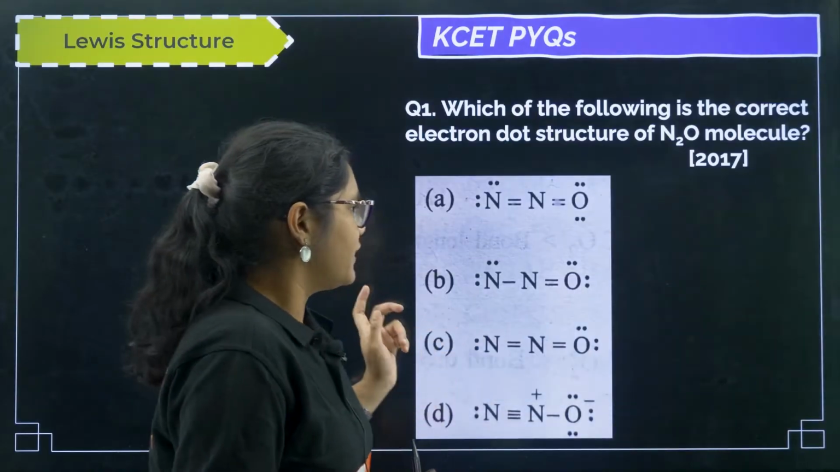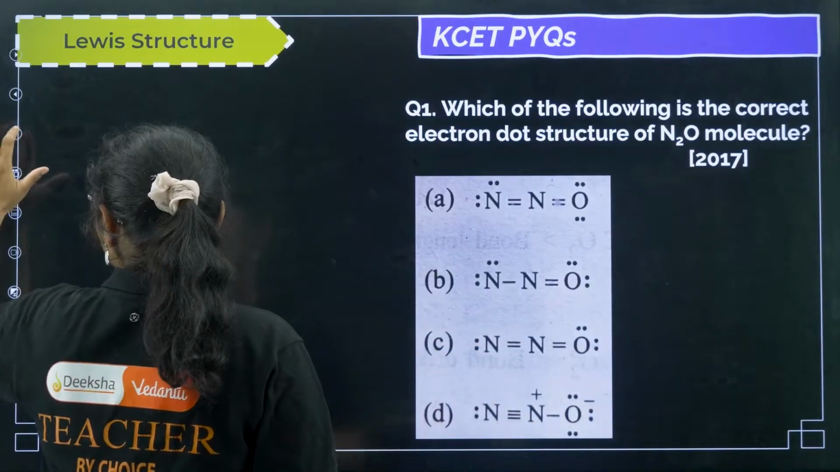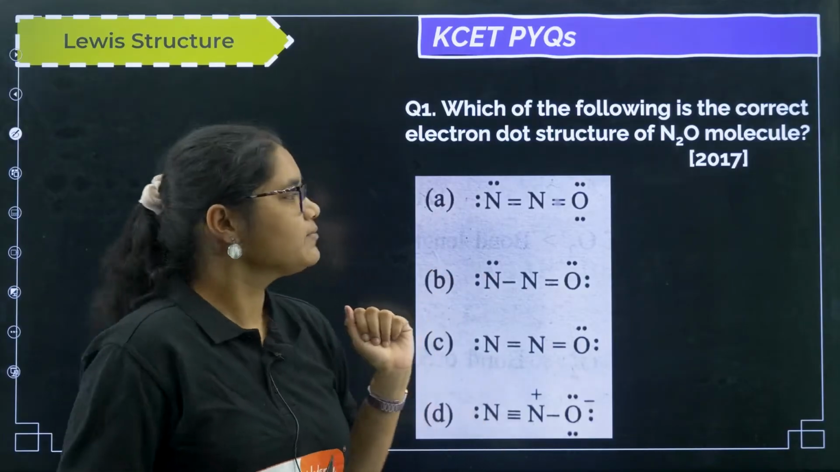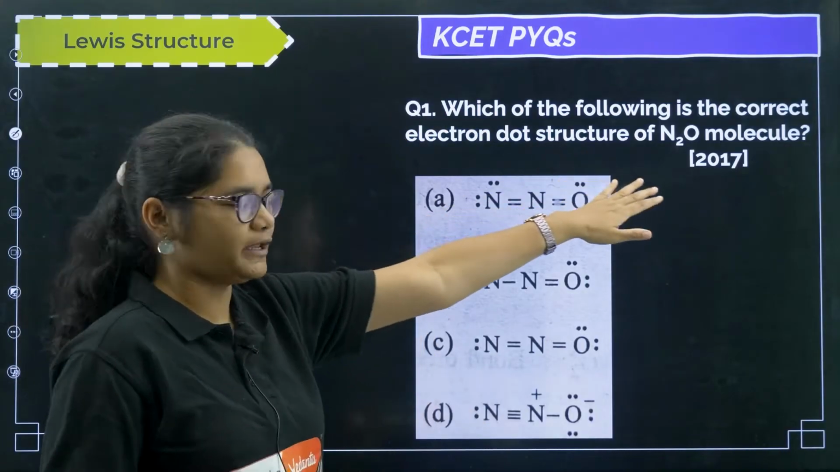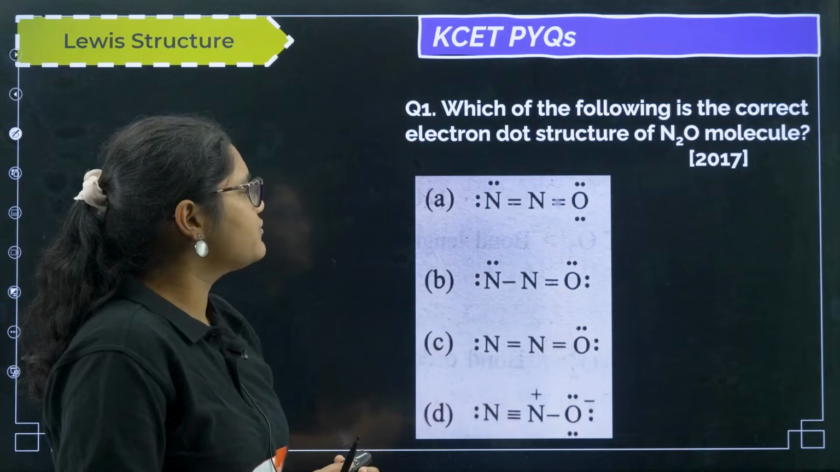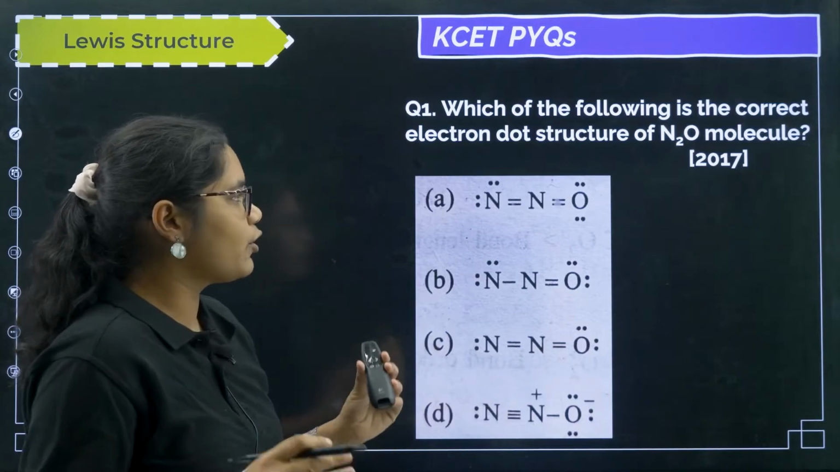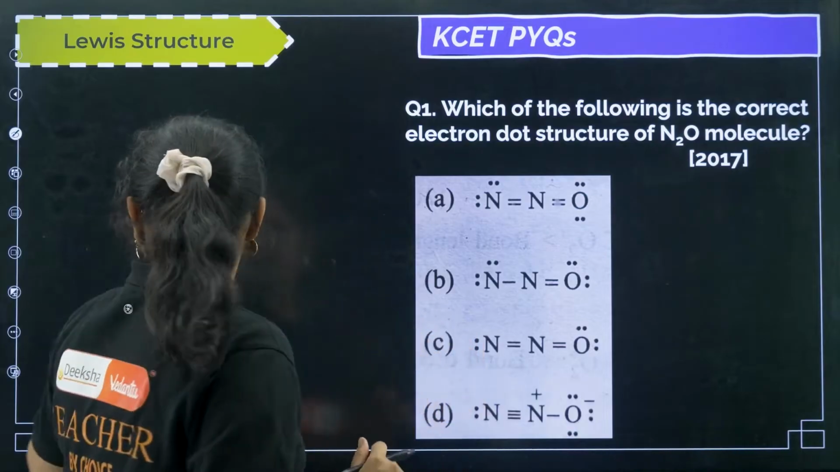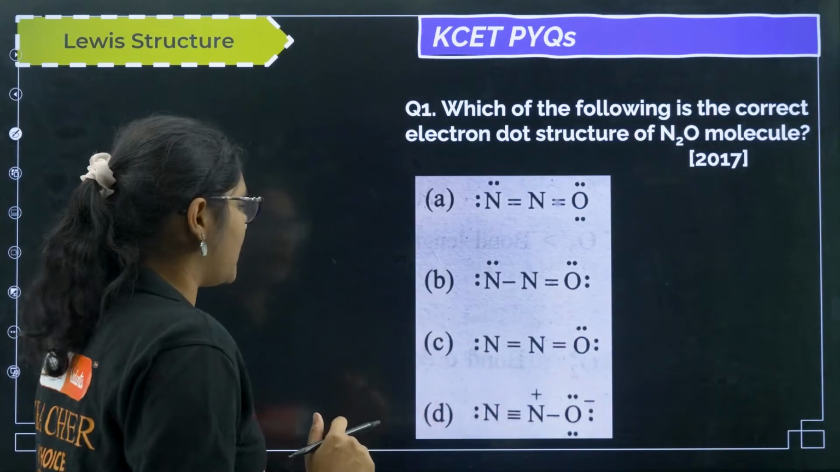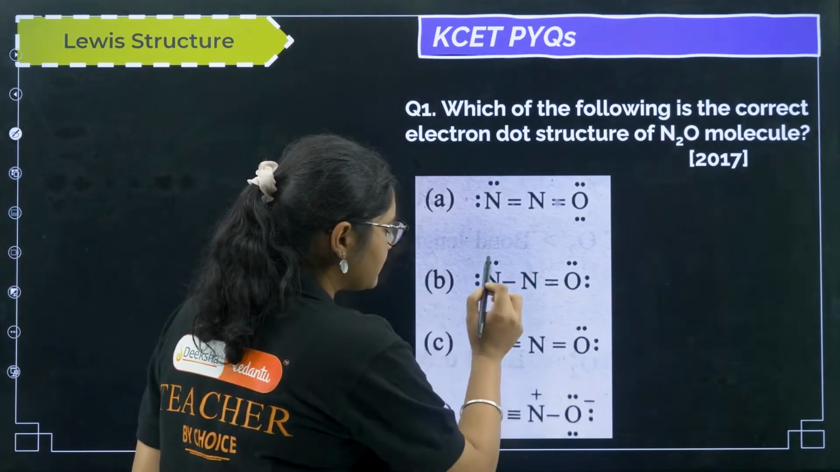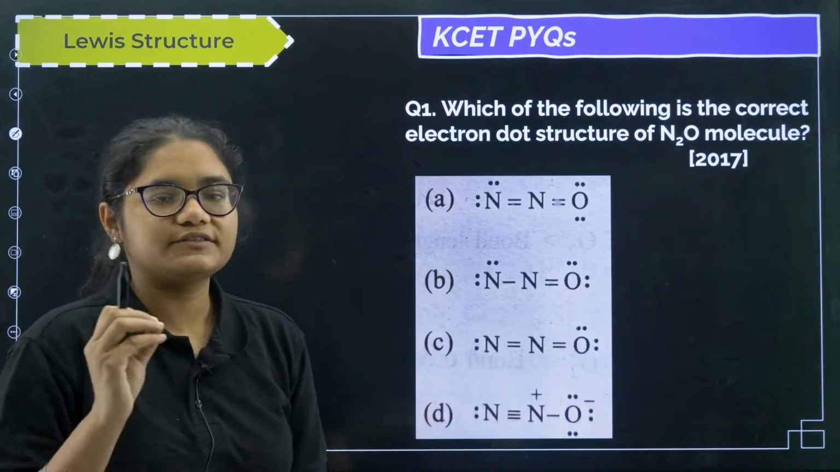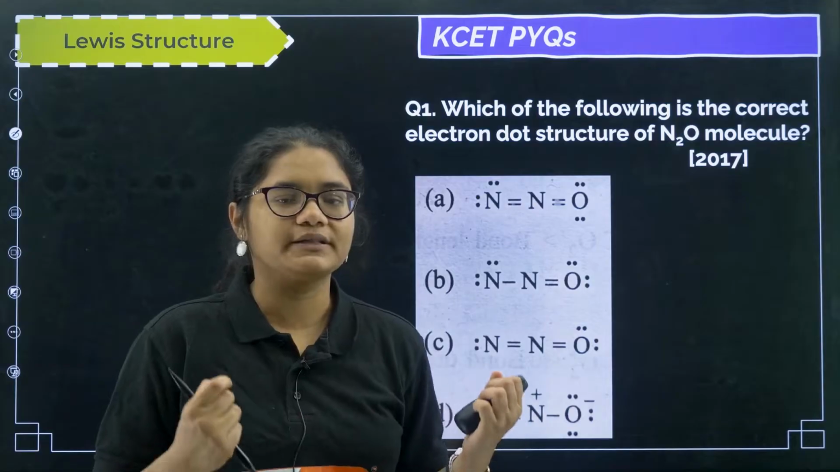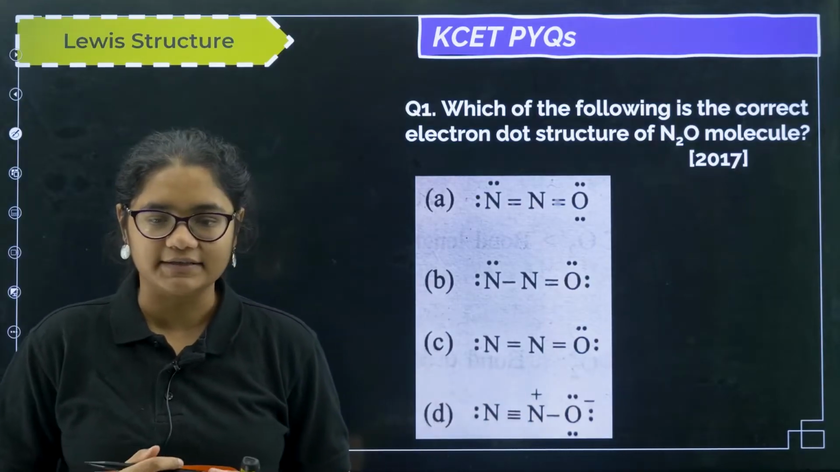Coming to the first question here, that is on Lewis structure. This question was a KCET PYQ of 2017. Which of the following is the correct electron dot structure of N2O molecule? Now for electron dot structure, the basic rule is that 8 electrons should be there, the octet rule should be satisfied, right?